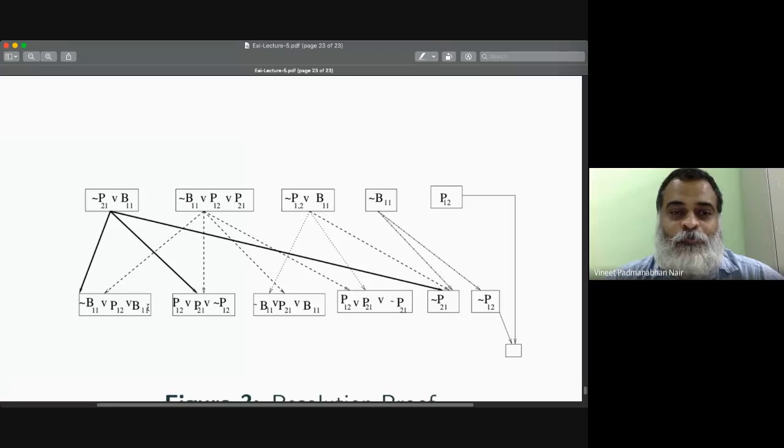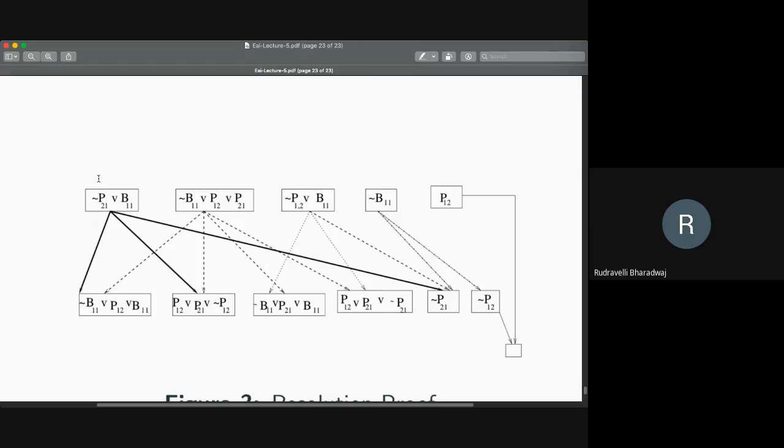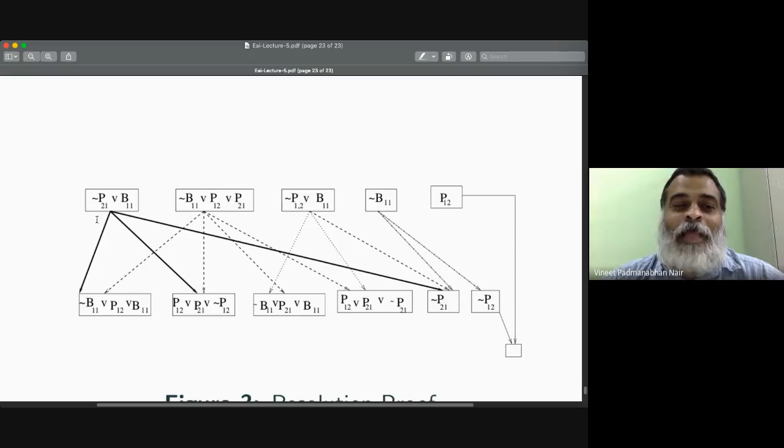Correct. But is there only one pair of complementary literals happening, or more? More, sir. Yes, B11 and not B11. Exactly. So that gives the second box. Now, what about the arrows? The arrow is also changing. One is a dark arrow, one is a line arrow, one is a dotted arrow. So what is happening there?